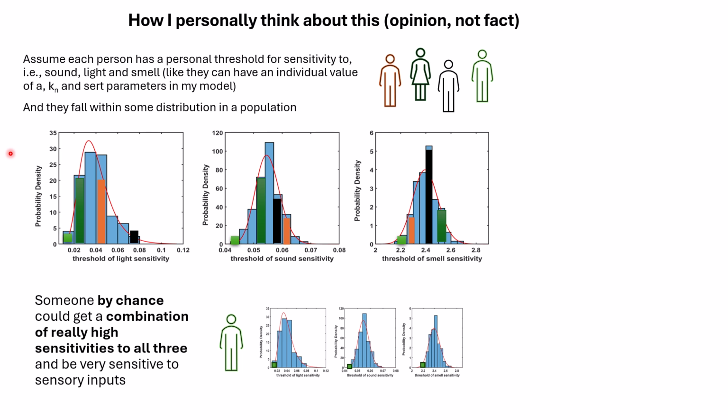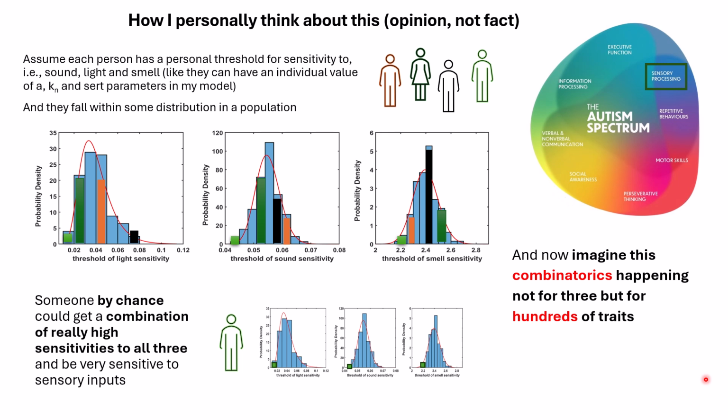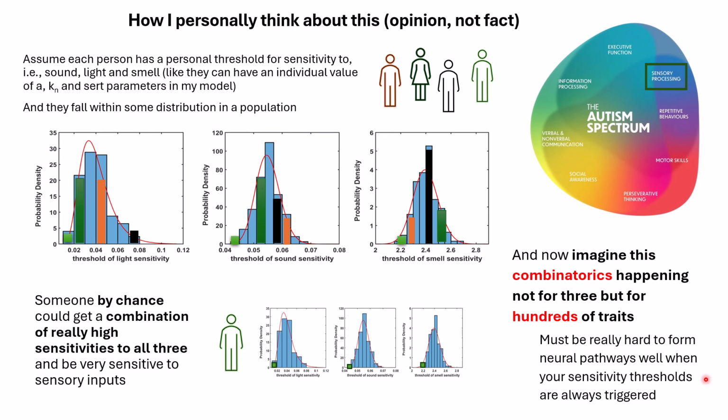Again, we're just looking at these three general features, and I'm sure thresholds of sensitivities are themselves a bunch of genes that are combining and permutating in order to get there. And maybe this way, if you look at this picture that I found, I don't remember where anymore, but I really like it, of the autism spectrum and the different issues or challenges it might have with different aspects. Maybe somebody with sensory processing challenges might have gotten this combination of these sensitivity thresholds. And now imagine, of course, the combinatorics of this happening not for three, but for hundreds of traits. And I can just think, well, it must be really hard to form neural pathways when all your sensitivity thresholds are always triggered.